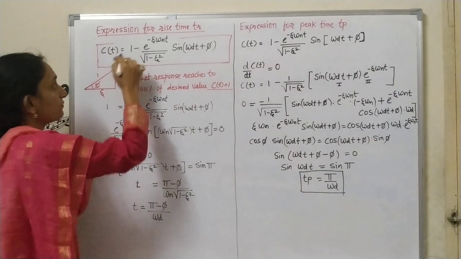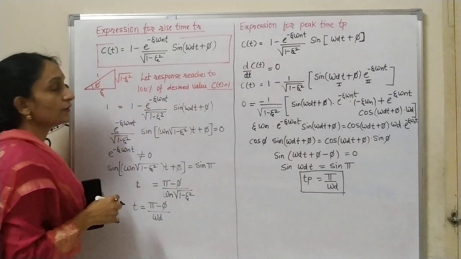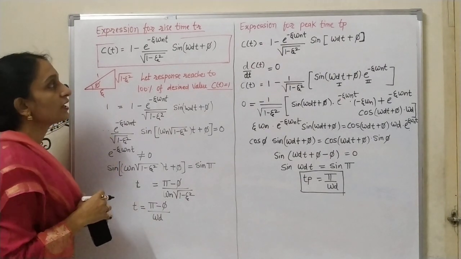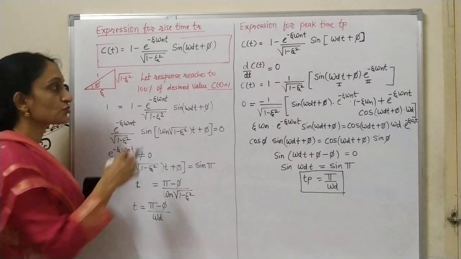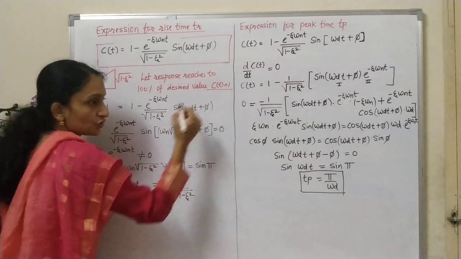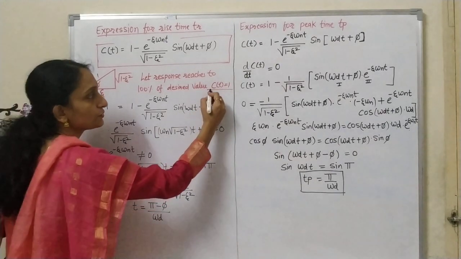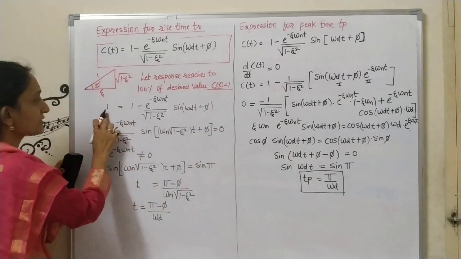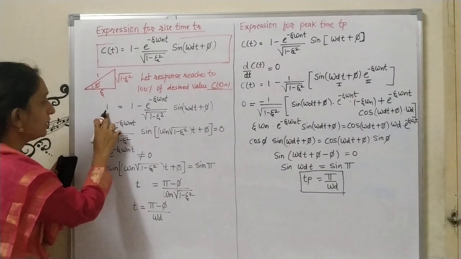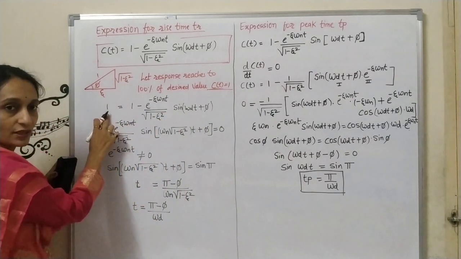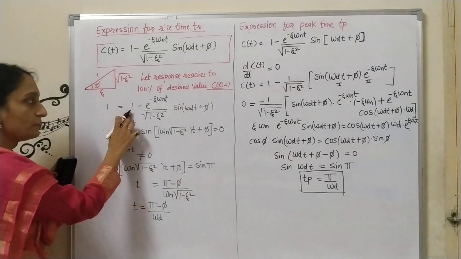So C of t is equal to 1 minus e to the power minus zeta omega n t upon under root of 1 minus zeta square, sine omega d t plus phi. So this is our expression. Now, as per the definition of rise time TR, I will substitute C of t equal to 1. So the left hand side is 1, and 1 minus 1 will be 0.